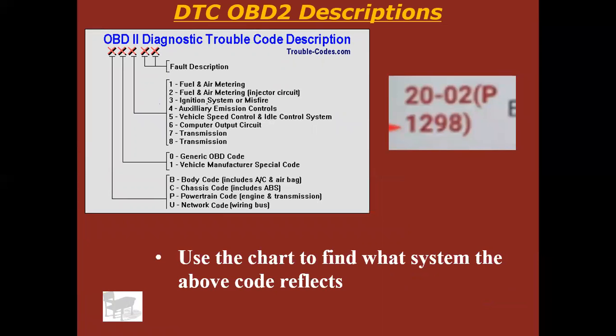Let's try another one. P1298. Okay, P, powertrain. 1, okay, it's a manufacturer specific code. This is not a generic OBD code. So we need to use that actual manufacturer manual to figure out what it is. And then 2, fuel and air metering, injector circuit. Okay, so it's something with fuel and air, having to do with the injectors. And then of course 98, we don't know what that means without pulling out the manual.